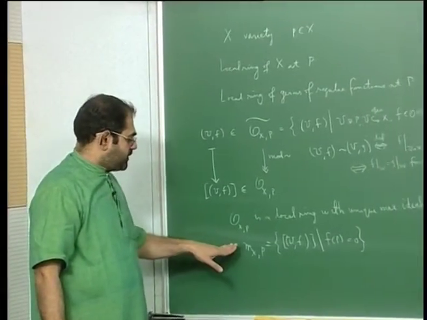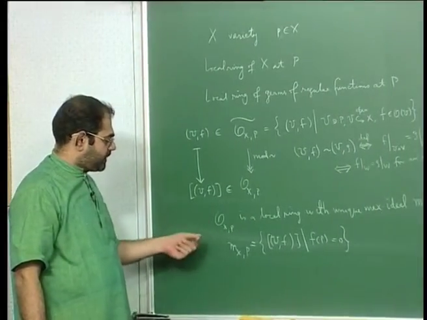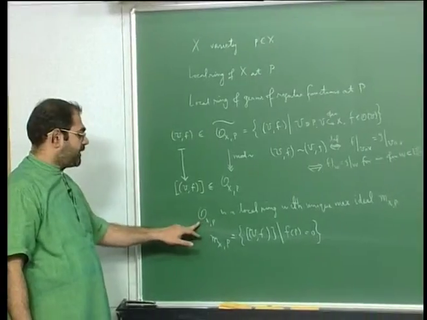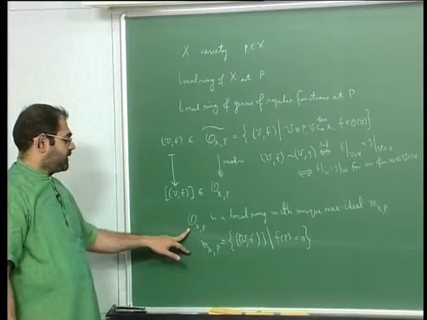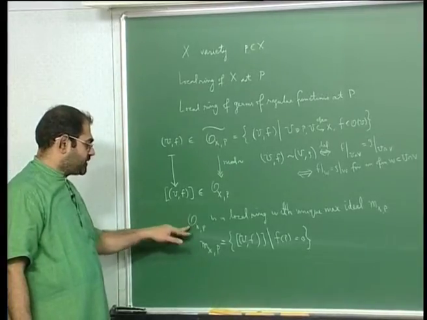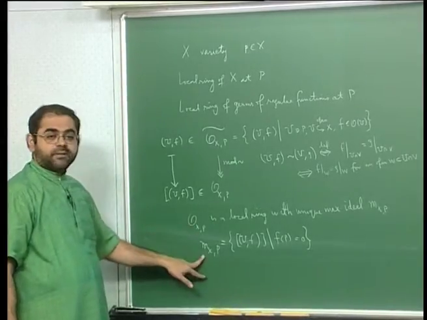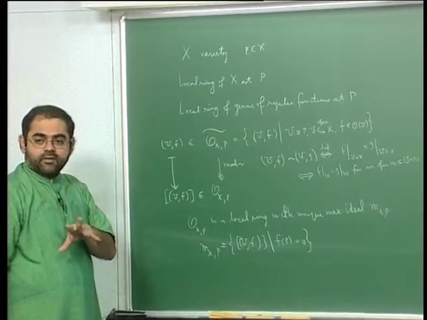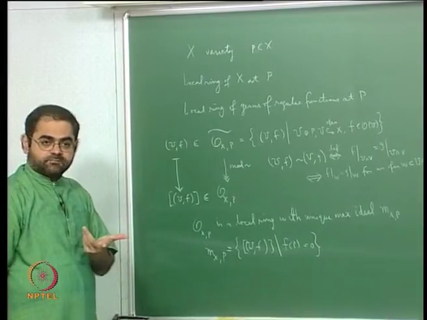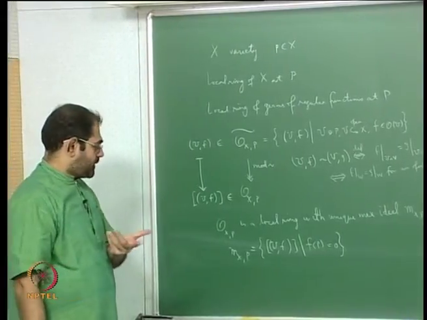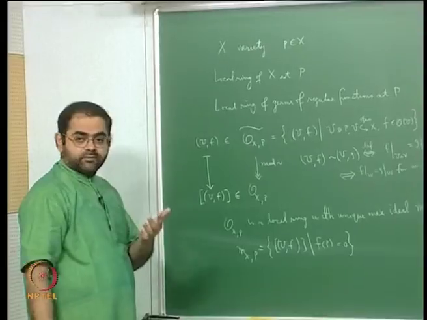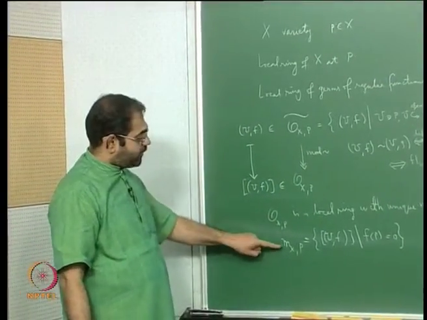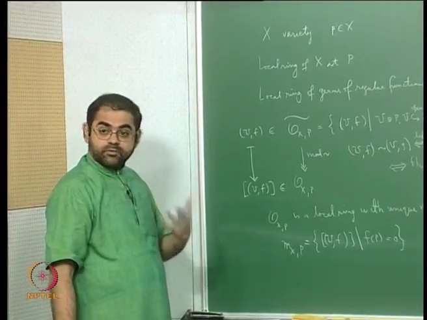And so how did we show that this is a maximal ideal? We showed it by showing that if there is a germ which does not vanish at P, then by continuity it will not vanish in an open neighborhood containing P, and on that open neighborhood it will become invertible, so it will become a unit. In other words, a germ of a function that does not vanish at P, namely an element outside here, is a unit.